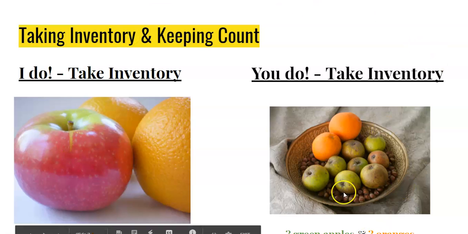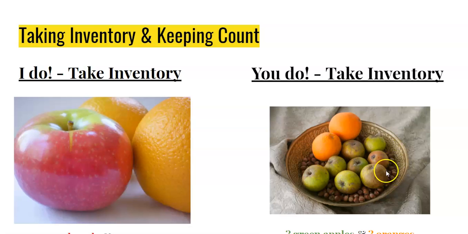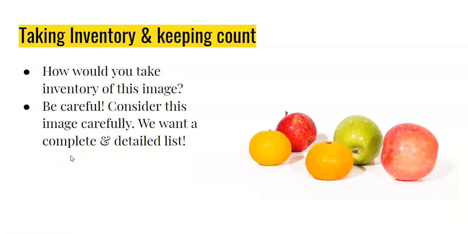Similarly here, I can see I have 2 oranges, but how many green apples? Well, if you count it out, you have 8 green apples. So you have 2 oranges and 8 green apples. Once again, 8 green apples, 1 red apple here. So keeping that in mind, how would you take inventory of this image? Be careful. Consider the image carefully. We want a complete and detailed list. Keep in mind, they may be similar, but we have to differentiate even within things that are closely similar.